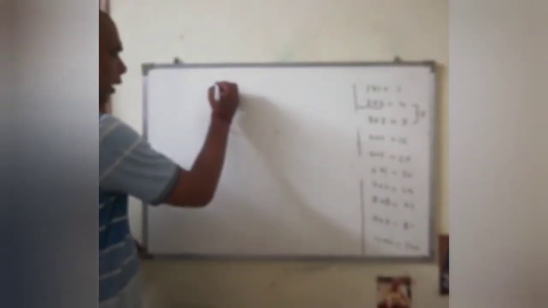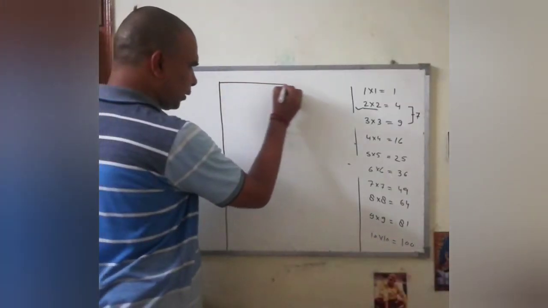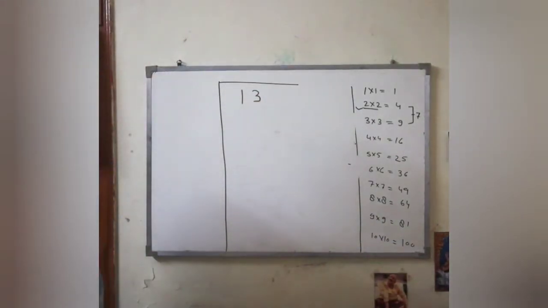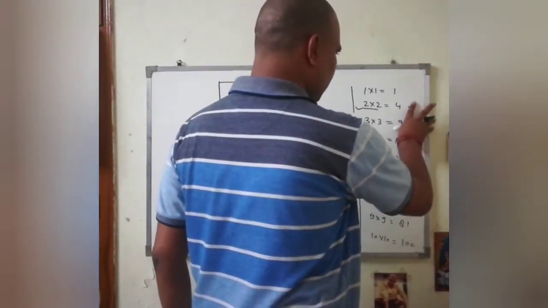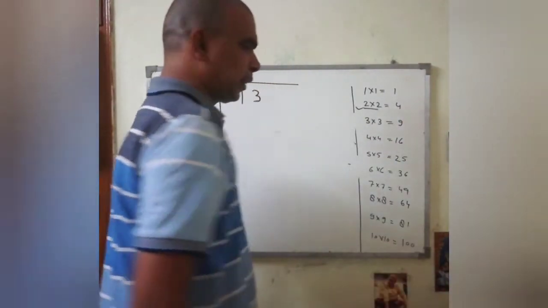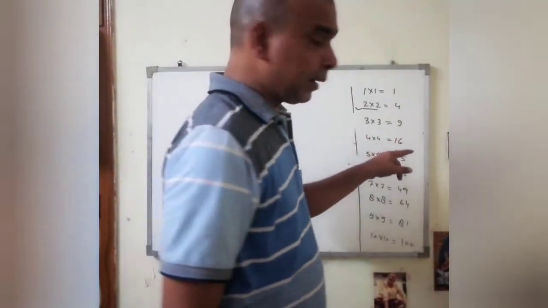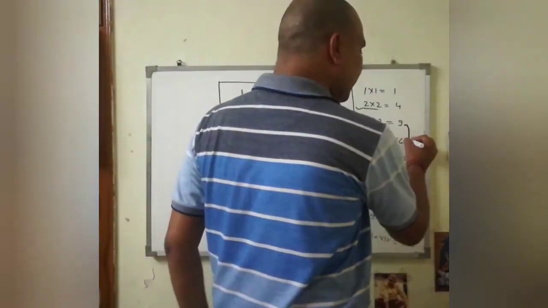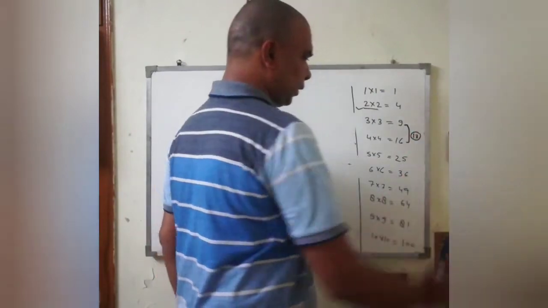Okay, now I am taking 13. It's very important. So you can check in which section 13 will come. 13 is greater than 9 and smaller than 16. So we will find 13 here, somewhere in here.